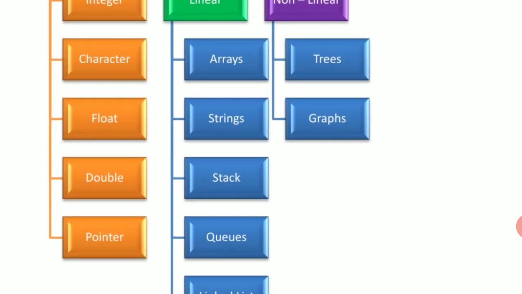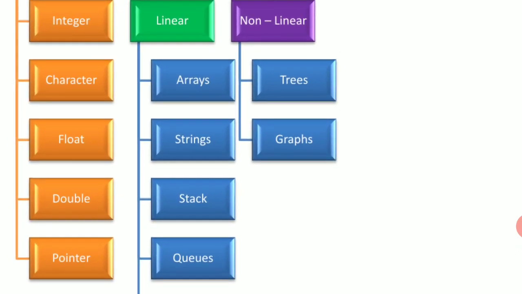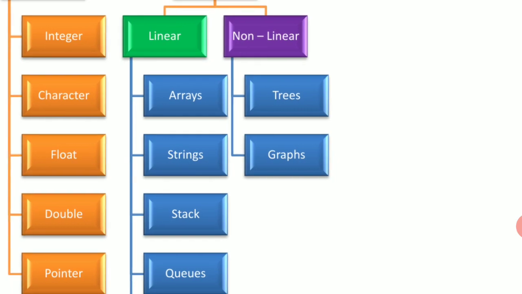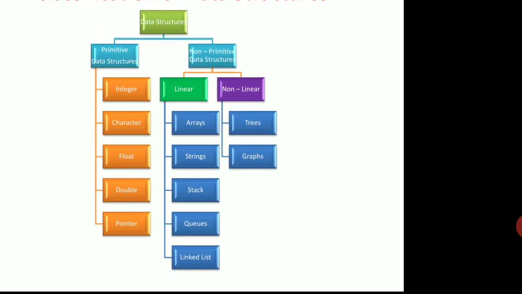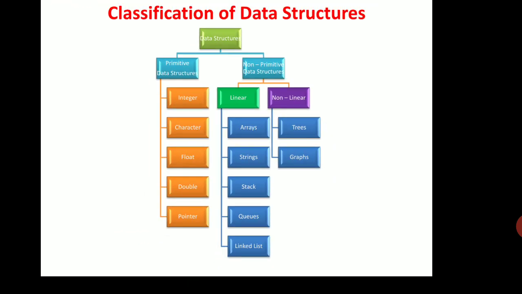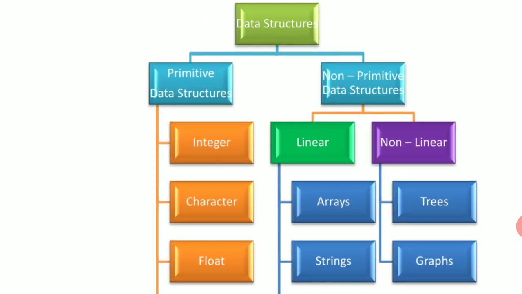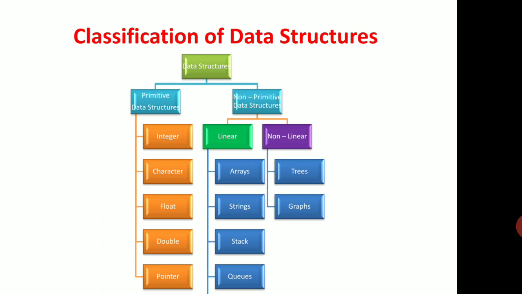The linear data structures are arrays, strings, stack, queues, linked list, and the non-linear data structures are trees and graphs. So this is where we stopped in yesterday's discussion. Now let me proceed. Today we are going to discuss both primitive and non-primitive data structures, and we begin with primitive data structures.